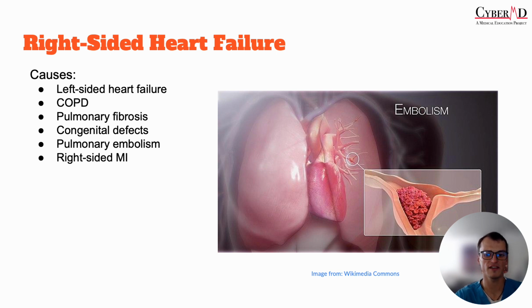Other causes can include pulmonary embolism, where the right heart must push forcefully against a blood clot in the lungs. That can cause strain on the right ventricle. And last but certainly not least, a right ventricular myocardial infarction could lead to right heart failure as the tissue dies, resulting in ineffective pumping.